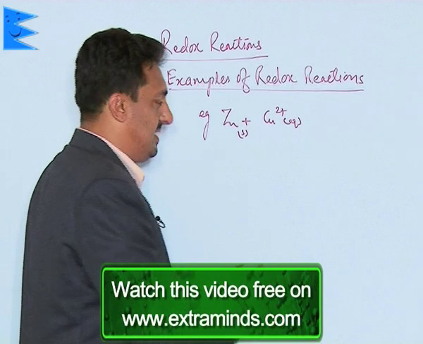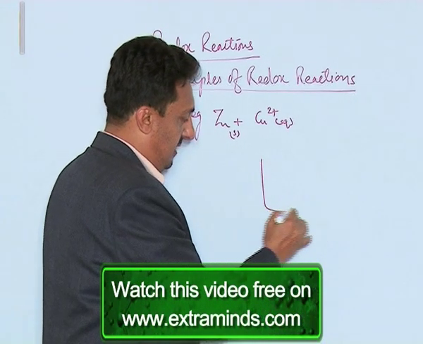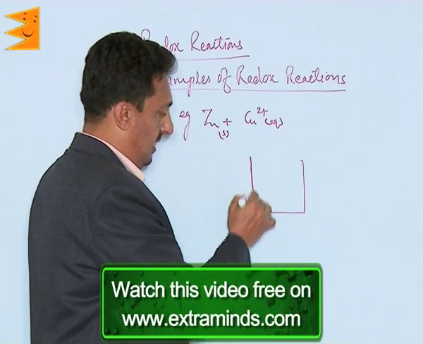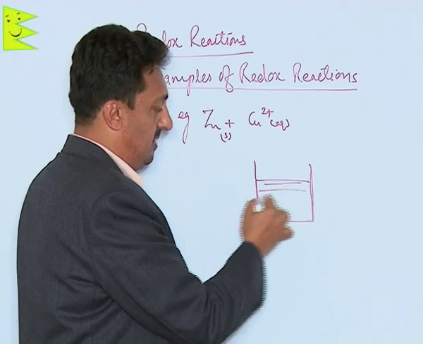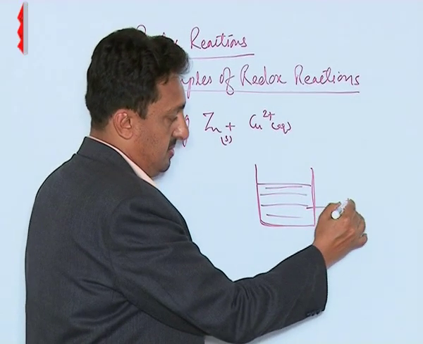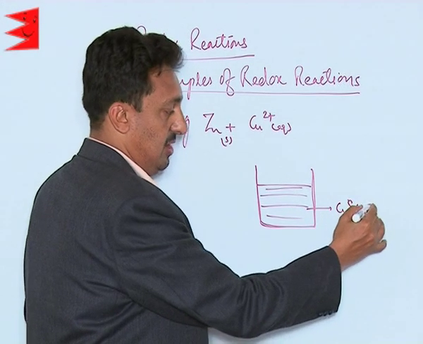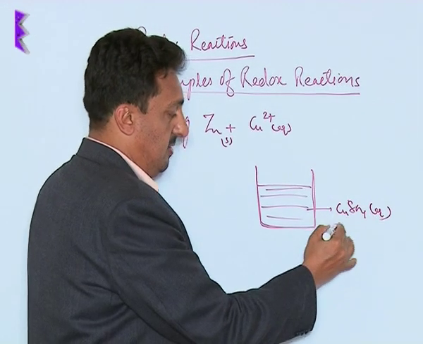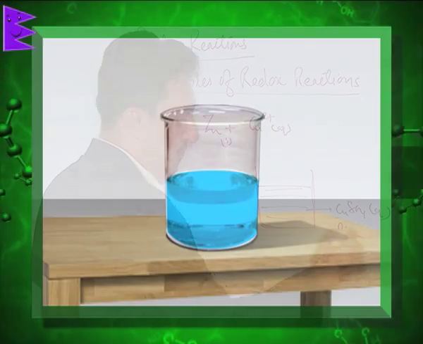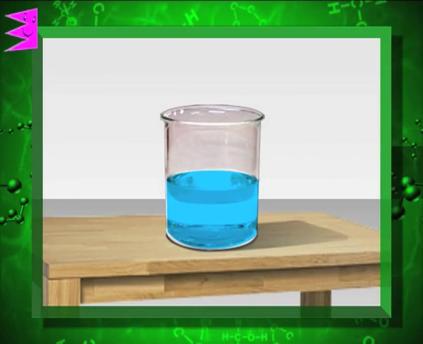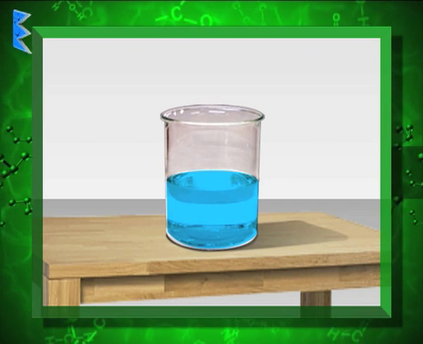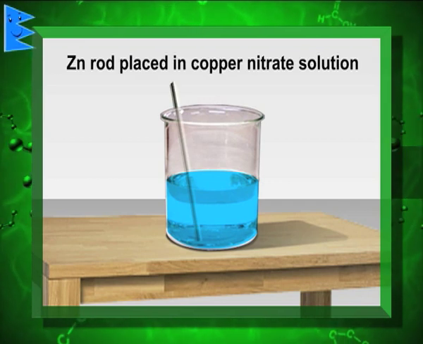To understand this example of zinc and copper, we can take a beaker in which we can assume that we have taken copper sulfate solution. So it will be a blue colored solution, and in this solution we place a zinc rod.